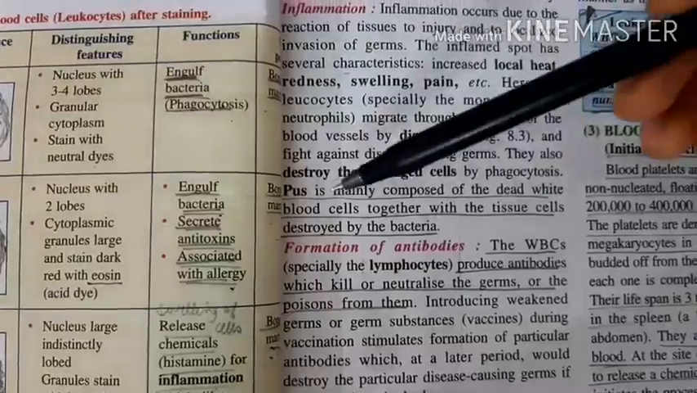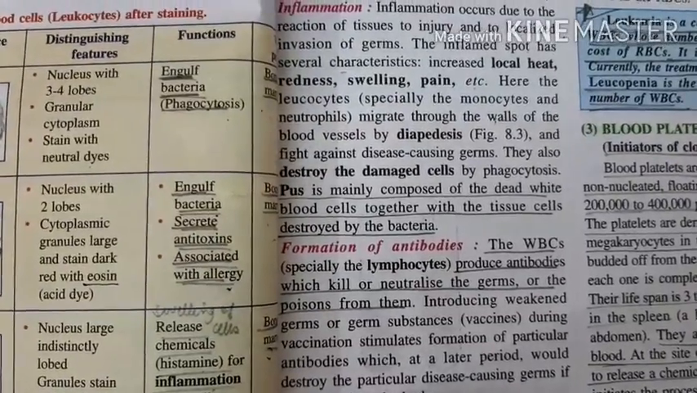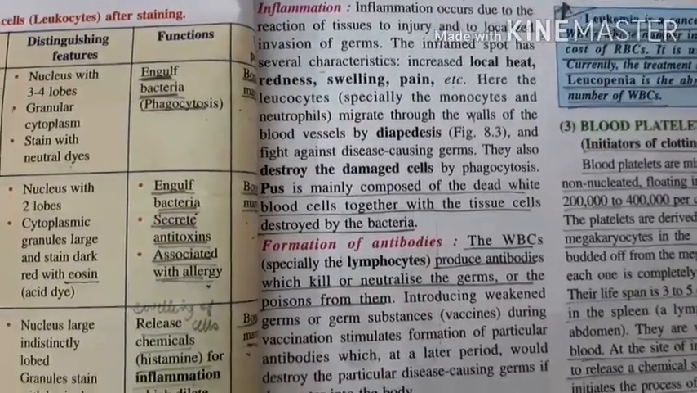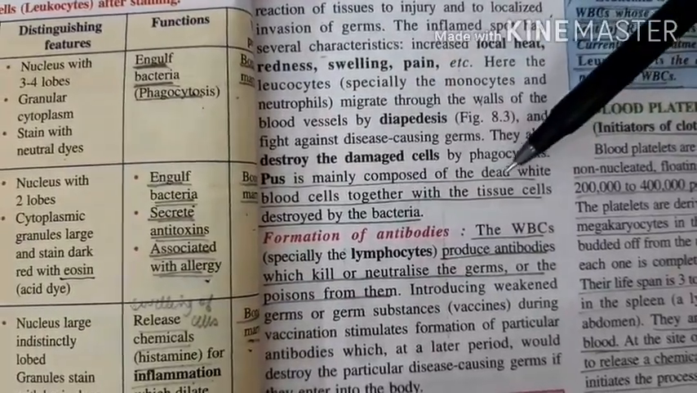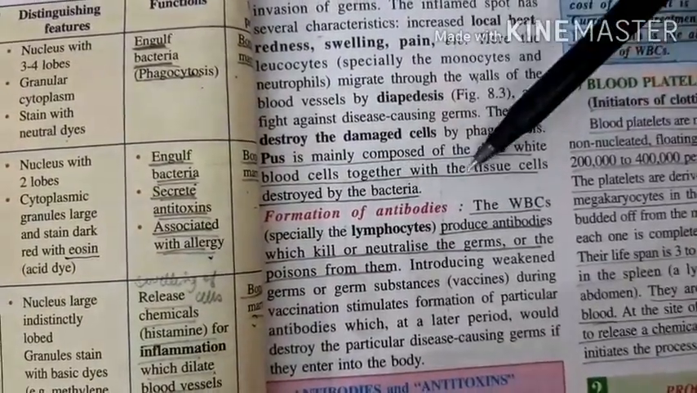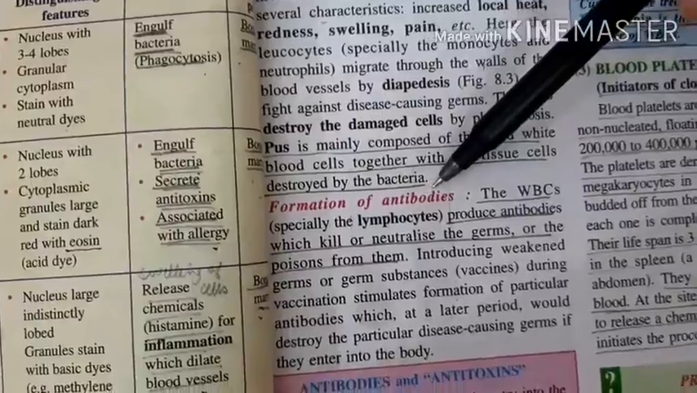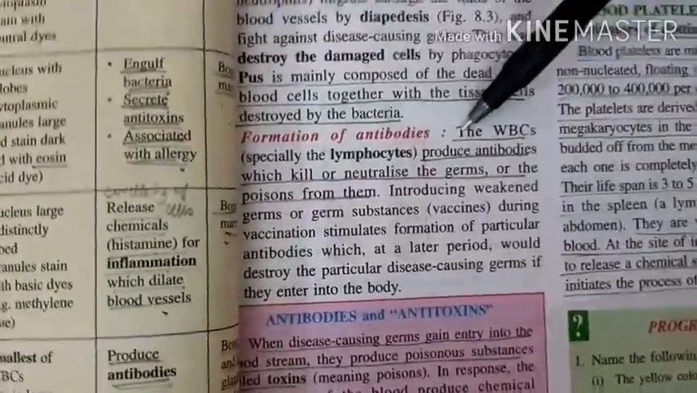And in return, a clear liquid is there, that is called pus. That comprises dead white blood cells together with the tissue cells destroyed by the bacteria. So pus is formed in those inflammatory regions.